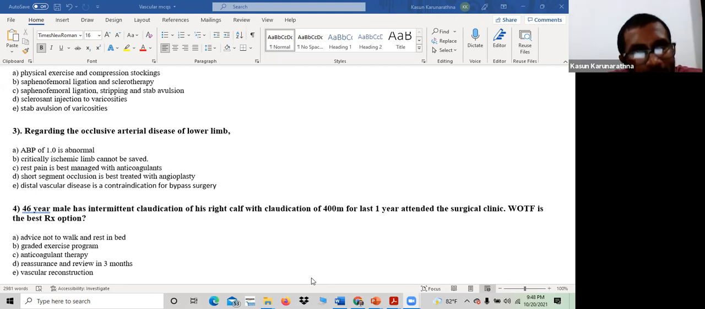What is the answer for E? What do you mean by distal vascular disease? Usually, if the involved arteries are microvascular, these small vessels like diabetic vasculopathy, then you can't intervene. Otherwise, we can intervene. This terminology is a bit controversial. Distal vascular disease, I don't know what they meant.